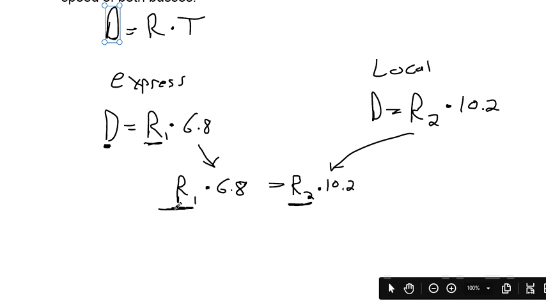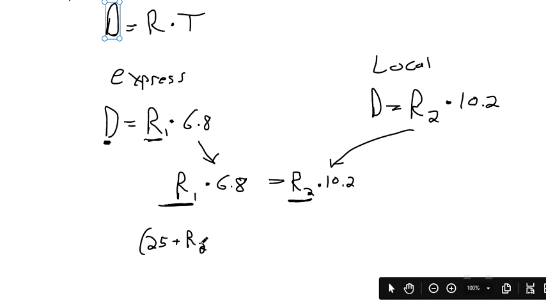So this is the speed of the express bus. We can rewrite that as 25 miles an hour plus the speed of the local bus. Right? It's 25 more than the local bus. And now we have an equation to solve because everything is in terms of R sub 2. Okay, you have a number multiplying to a parentheses, and notice how I put the speed in parentheses. Got to make sure you do that.